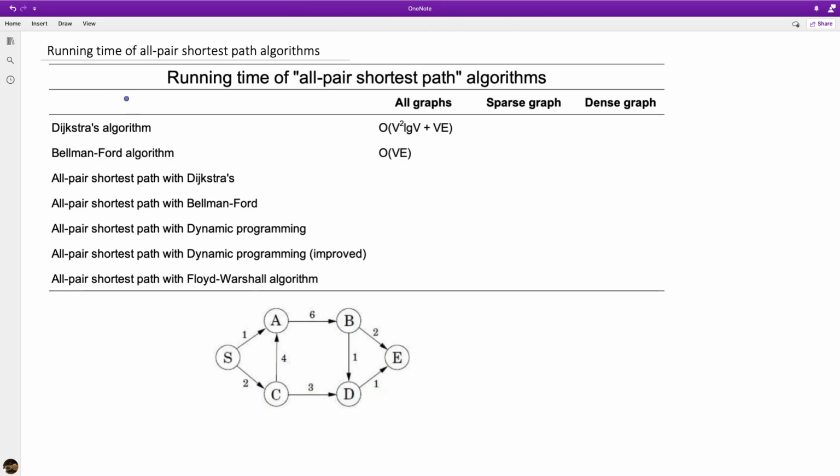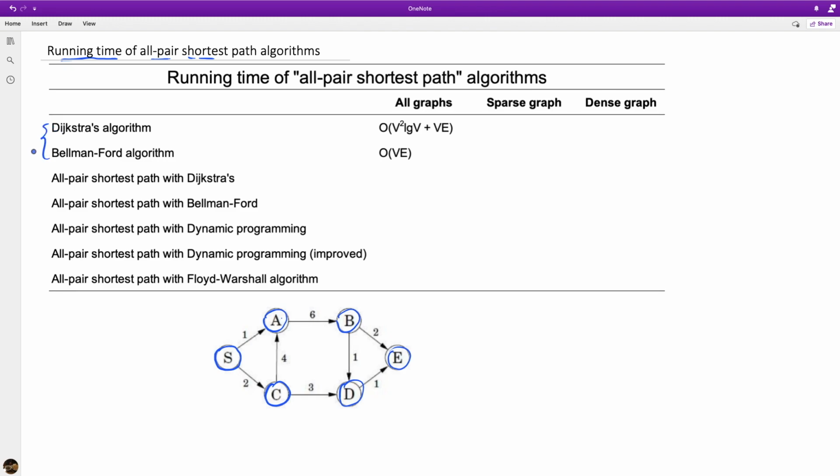Our interest here is to look at the running time of all pair shortest path algorithms. In calculating all pair shortest paths, our interest is to calculate a table of shortest paths between every vertex to every other vertex in the graph. So given S, we want to find the shortest paths between S and A, S and B, S and C, S and D, S and E, and same for shortest path between A and S, A and B, A and C, and so on.